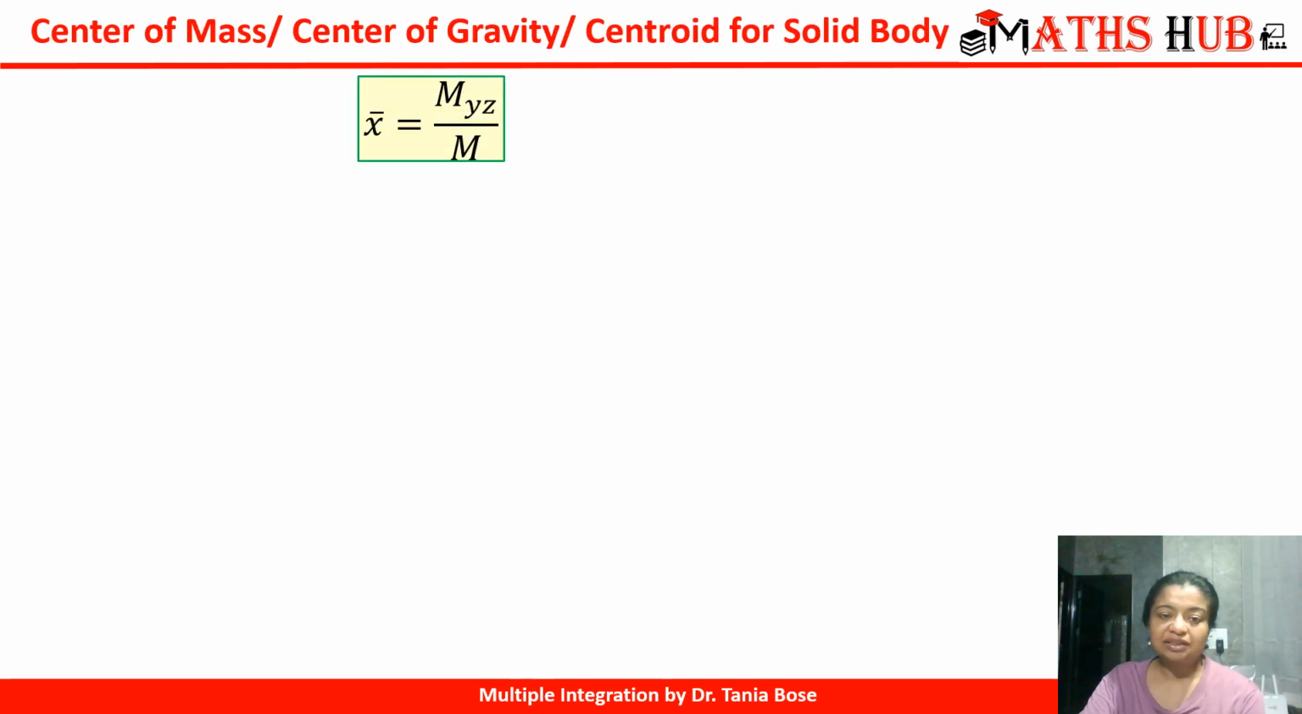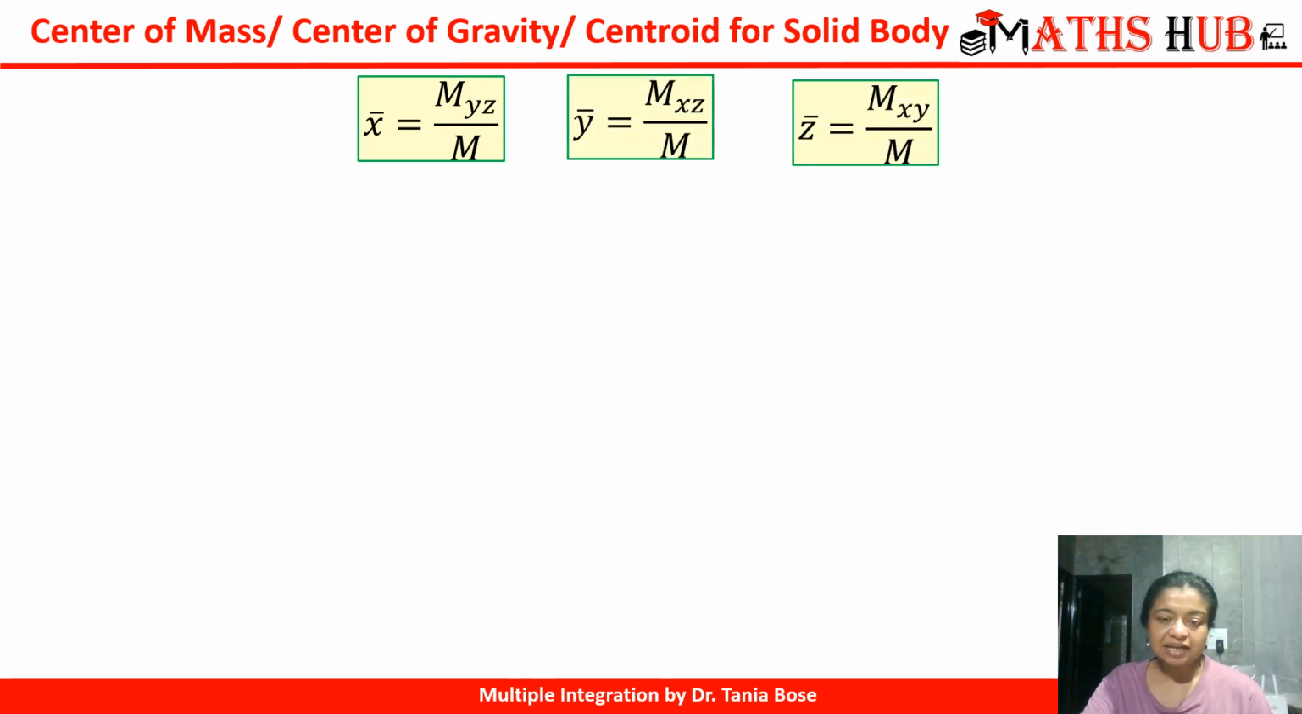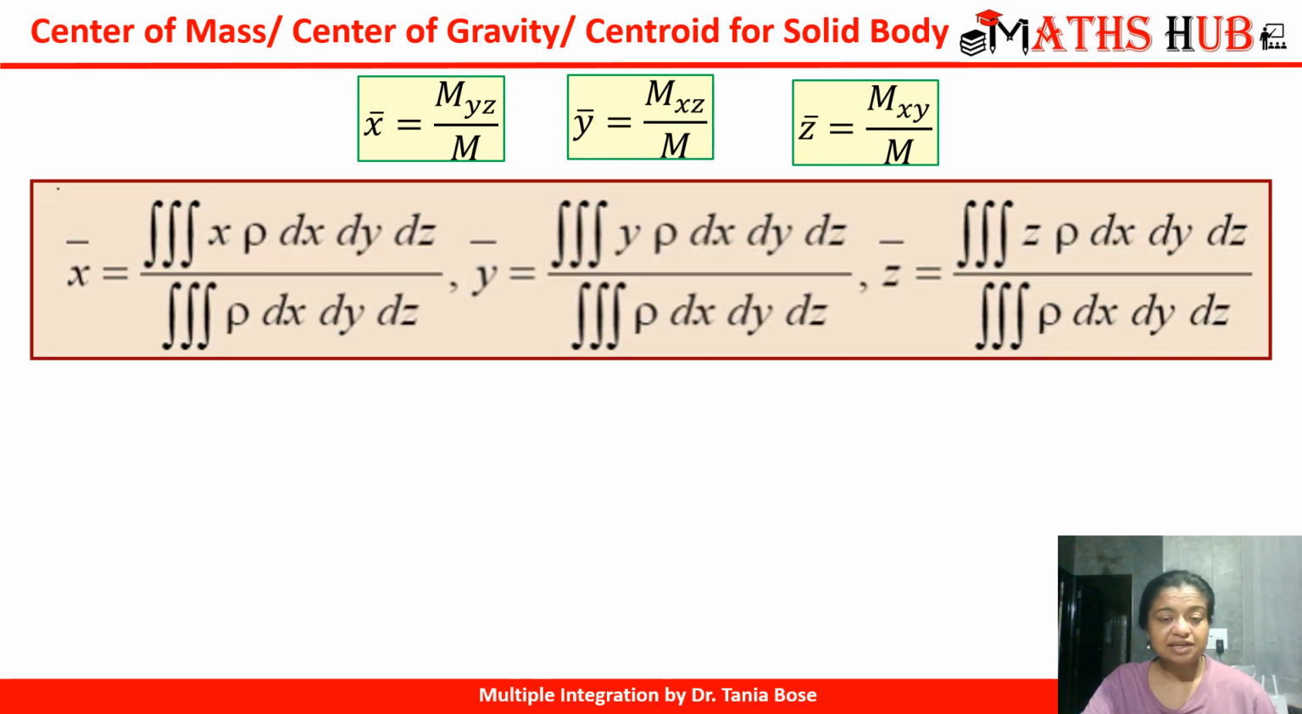From here, we get the points as x bar is Myz upon M, y bar is Mxz upon M, and z bar is Mxy upon M. When we put the values of these Myz, Mxz and Mxy, we get x bar as triple integral rho x dx dy dz upon triple integral rho dx dy dz. Similarly, we get y bar as triple integral rho y dx dy dz upon triple integral rho dx dy dz. And z bar as triple integral rho z dx dy dz upon triple integral rho dx dy dz.